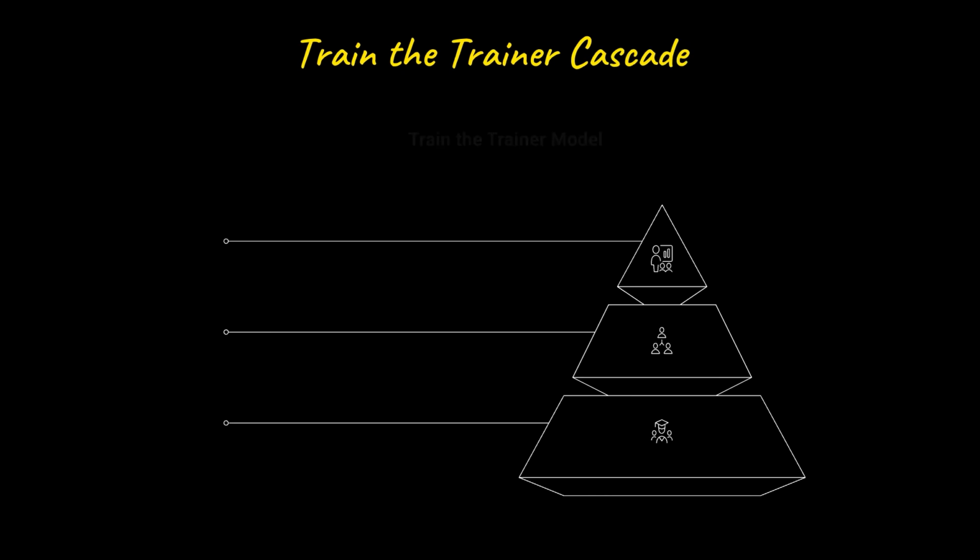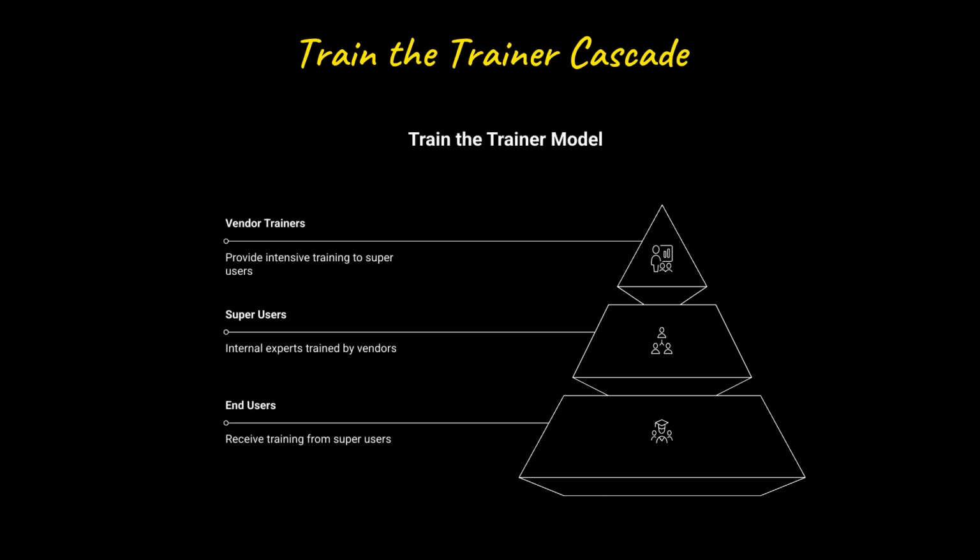This cascade structure is what defines Train the Trainer. A small cohort of super users absorbs deep expertise from the vendor, then fans out across the organization to train peers. Because super users already know the local workflows and the people they are teaching, the training is often more relevant and effective than generic vendor-delivered sessions.